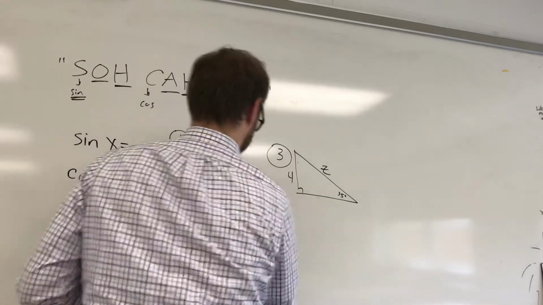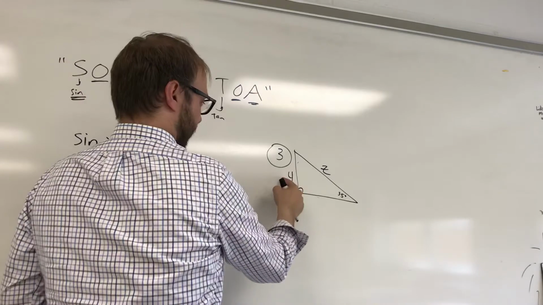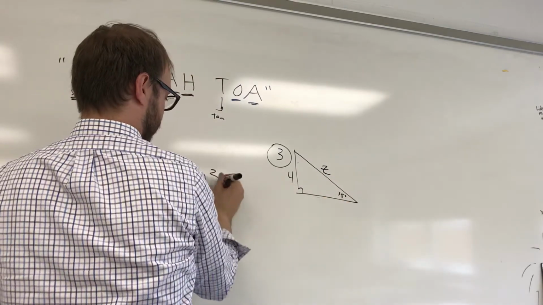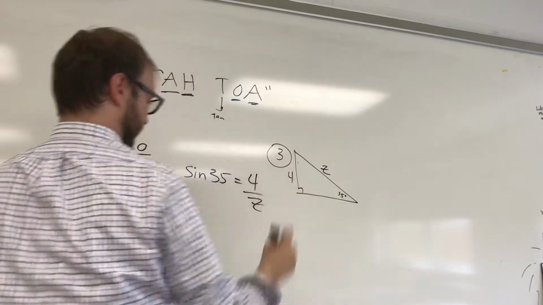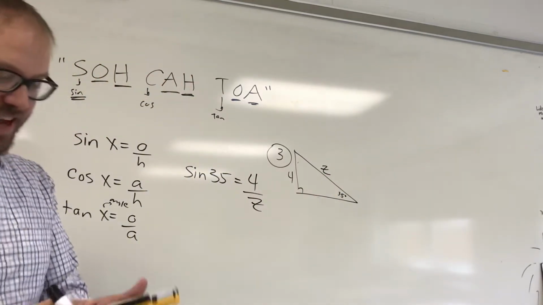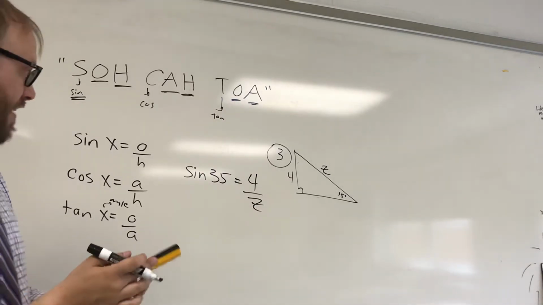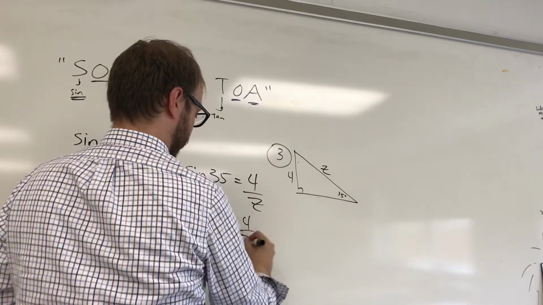Let's look at number 3, and then I've got one other application here. All right, we've got an opposite side and a hypotenuse. That is going to be a sine of 35 is equal to the opposite over the hypotenuse. It's 4 over z. Okay, we can take the sine of 35 here. Sine of 35 is going to be about 0.573. That's equal to 4 over z.